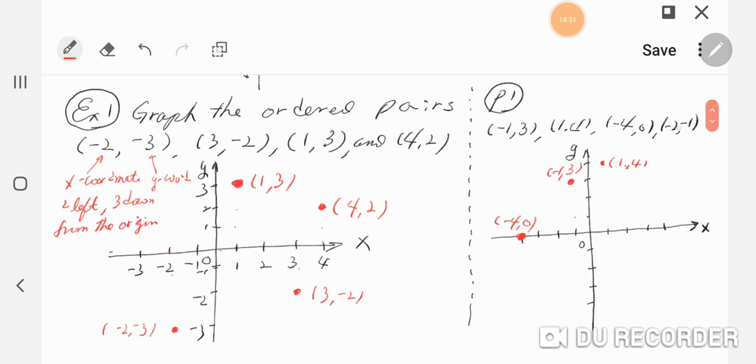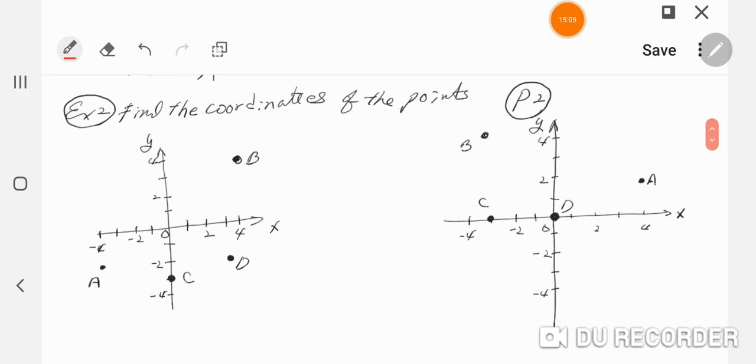Okay, the last one is -2 and -1. So 2 units to the left, 1, 2, and then 1 unit down. So this point will be -2 and -1. Can you see it? So from the origin, for the first point, we move 1 to the left, so -1 means 1 to the left, and then 3 units up. The second value is up and down. The first value is left or right.